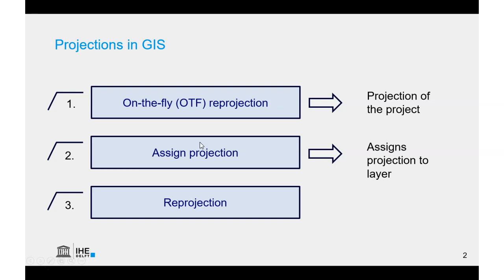And the third thing that we're going to look at is the reprojection. That is if the projection of a layer is not the one that we need for our analysis. In that case, we need to reproject the layer from a source to a target coordinate reference system.